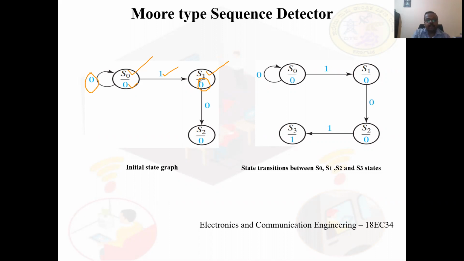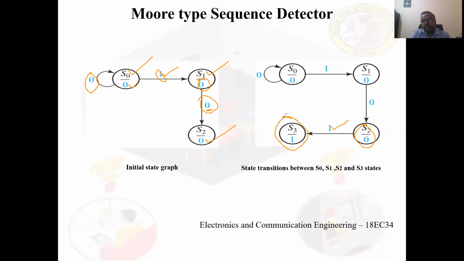Now, similarly, when it is in the present state S1 and the received input is 0, it will go to the state S2. The output is 0. Why is the output still 0? Because we're looking for the input sequence 1, 0, and 1. When the input sequence 1, 0 and 1 is received, only then the output will be equal to 1. Now, when the present state is S2 and the received input is 1, it will go to the state S3 here.